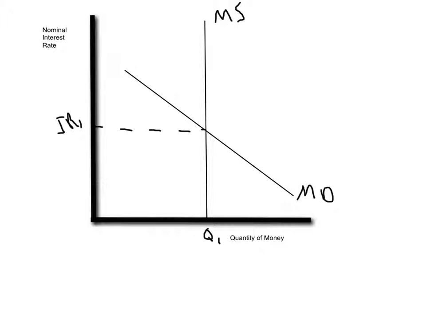Our second most important model when it comes to AP macro is the money market, and that's what this market is. I'll give you about 60 seconds to go ahead and copy it down. All right, make sure you have the correctly labeled X and Y axis and you have the curves looking like I have.